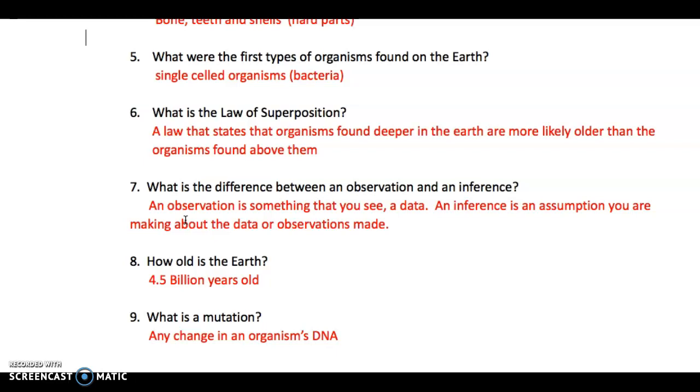Okay. Number eight, how old is the Earth? We talked about the fact that the Earth is 4.5 billion years old according to science. Some textbooks say 4.6. It's actually somewhere in between those two, 4.5 and 4.6 billion years. But we are going to go with the answer 4.5 because that's what our book said.